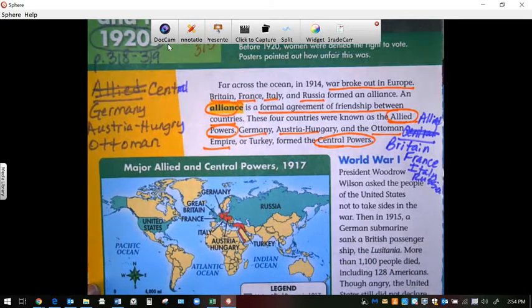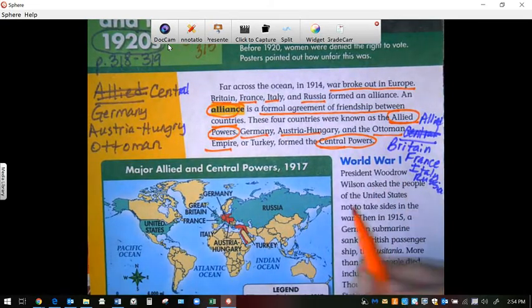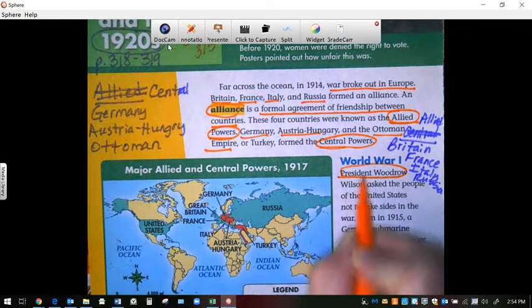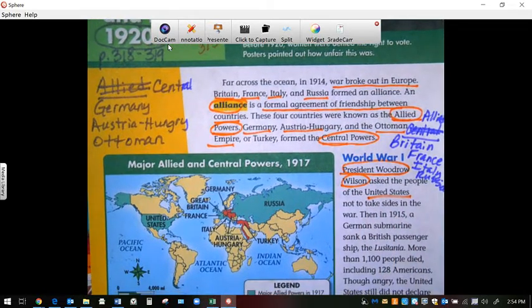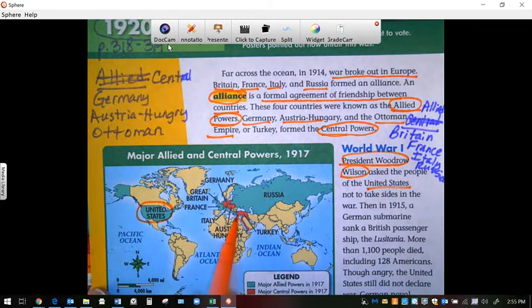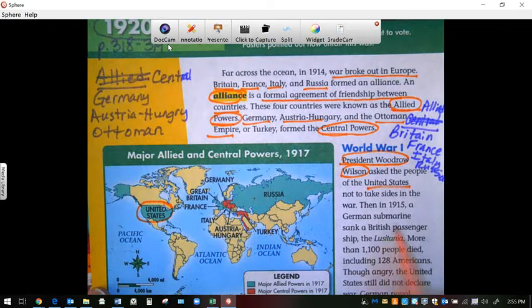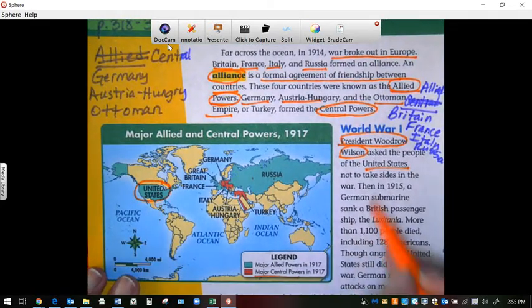Okay? Alright. So, World War One. President Woodrow Wilson asked the people of the United States, so he was the president of the United States, not to take sides in the war because it did not have anything to do with us. Here is the United States, and if you see, the red one is the Central Powers, which are these red countries, and the green are the Allied powers. Okay, and I know you're saying, well, the United States is green, but let me explain why.